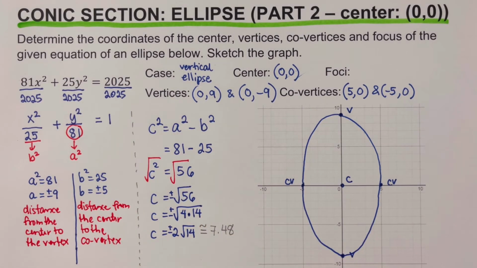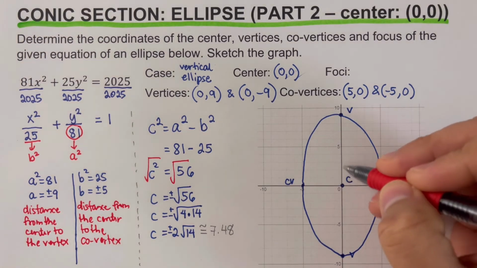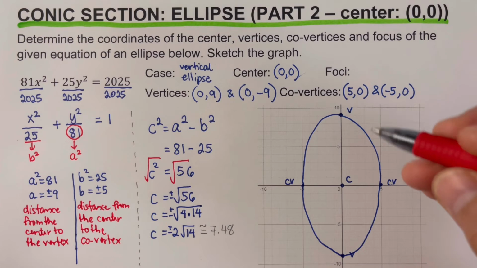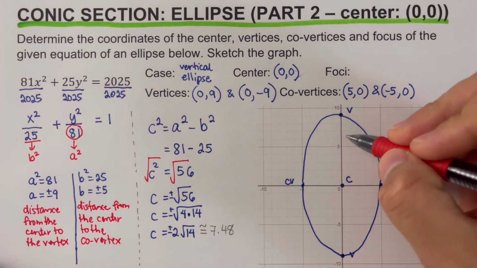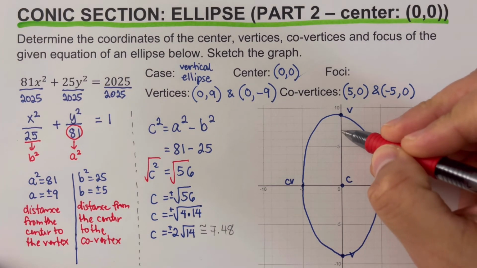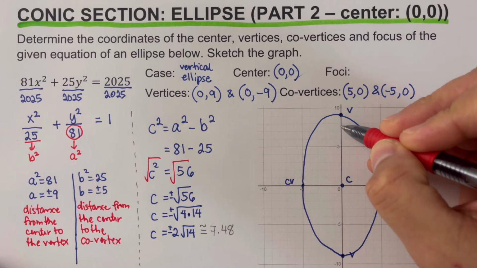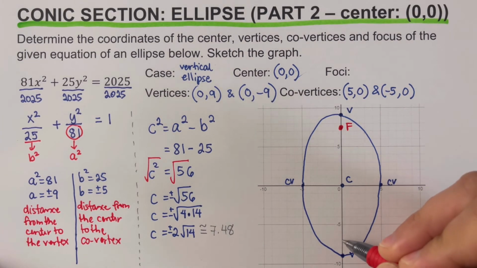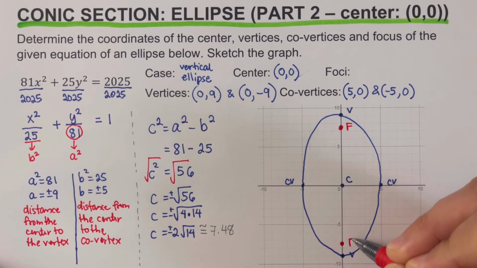So we were able to solve for the value of c, which is plus minus square root of 14, or approximately 7.48. So what we do is we go up 7.48 and we go down 7.48. So this is where the focus is going to sit. So that's the first focus right here, 7.48. So this is our first focus, and then the other focus would be right here. So this is our second focus.